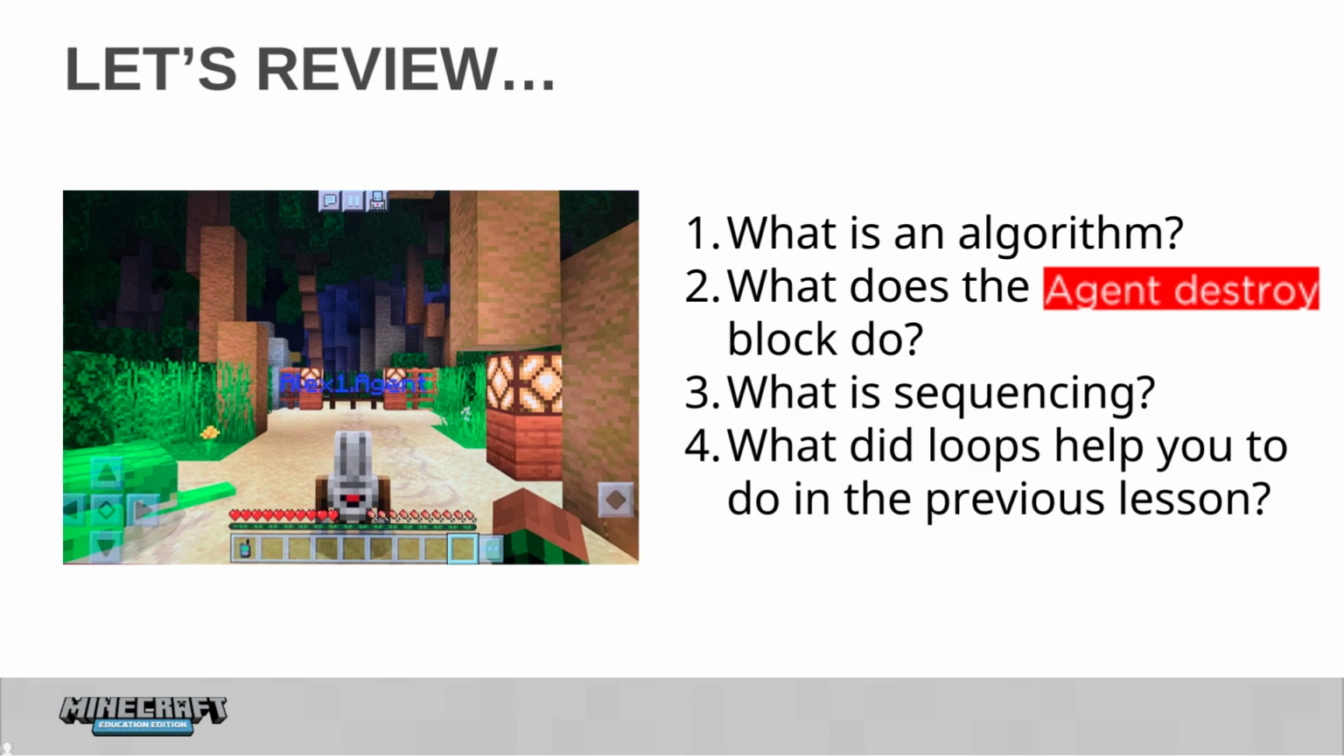An algorithm is a sequence of planned steps. The agent destroy block will destroy in a set direction. You can set that to be forwards, backwards, left, or right. Sequencing is the programmed algorithm. And loops will help you repeat a section of code without having to code it over and over again. This makes it easier to debug as well.